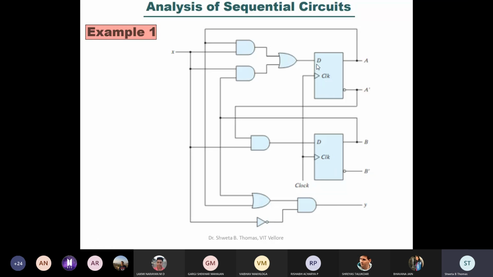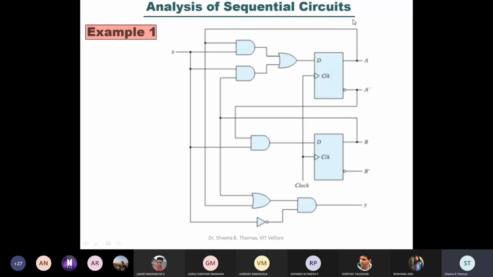If you see this circuit, for the upper flip-flop, this A and A complement is nothing but Q and Q complement. Similarly, for the lower one, this is B and B complement. And this Y is the output. The clock you are giving. And for the first input D, you have to derive it and simplify it.